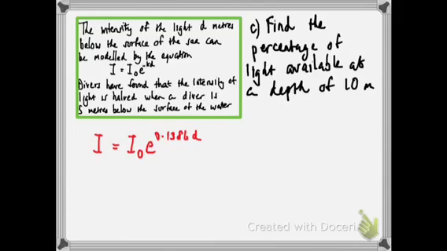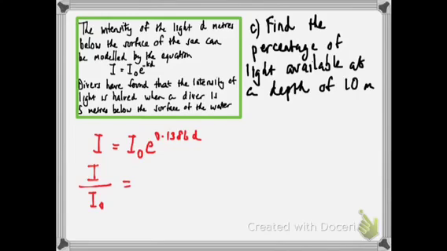Next question says, find the percentage of light available at a depth of 10 meters. What I've got to do here, if I want to find the percentage of light, will be I over I naught, that is the light intensity now divided by the light intensity at the start, multiplied by 100. That will give me the percentage of light available.